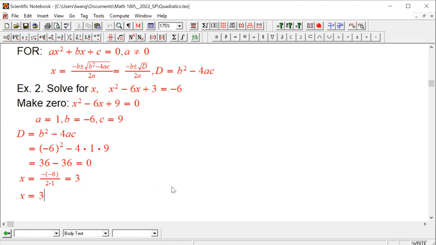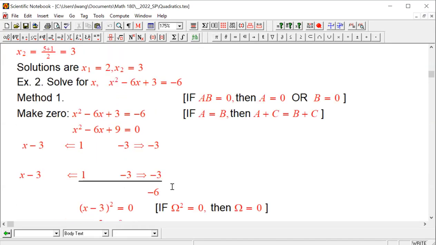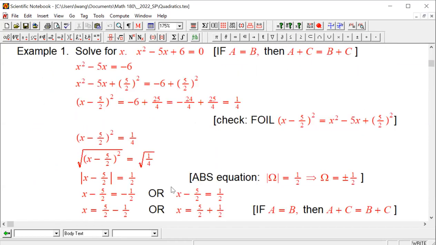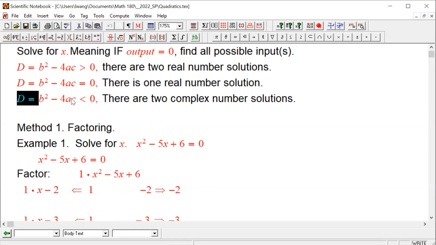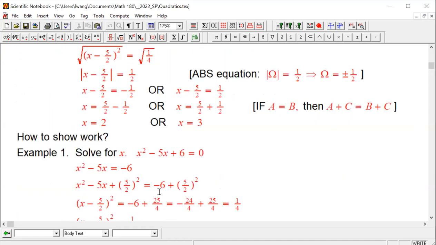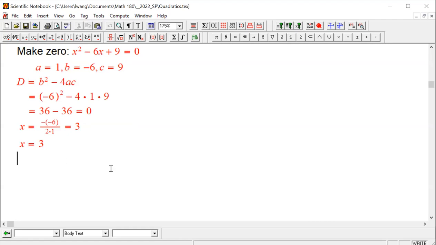Let's look at case 3. Okay. What is case 3? When the discriminant is less than 0. Okay, I'm going to make up a question to do that. Now, I'm going to give you another example. In this example, we're going to use all 3 methods.